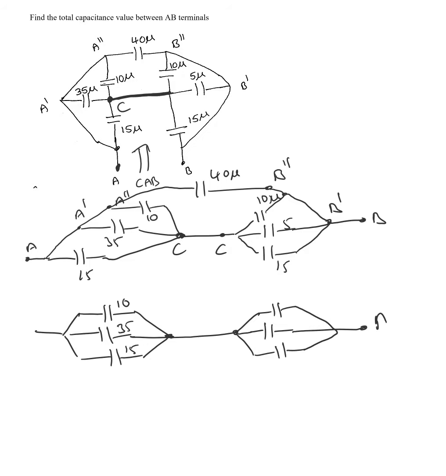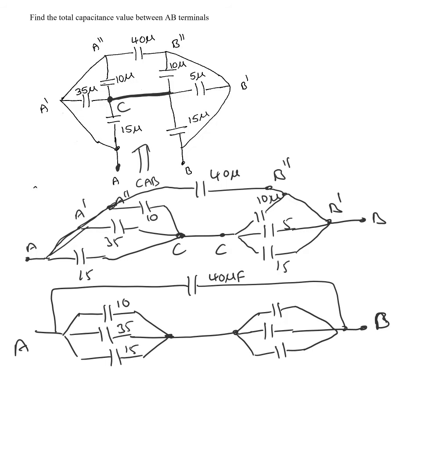Here is my B, here is my A. Now there is one more capacitor, so this point and this point are the same, so there is one more capacitor starting from there, ending right there. That's 40 microfarad.